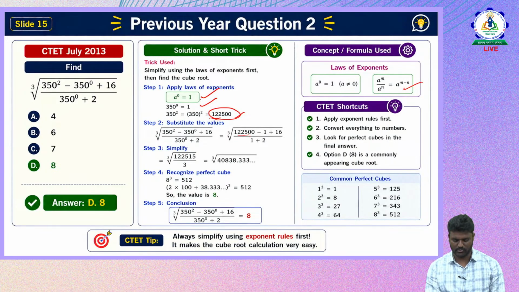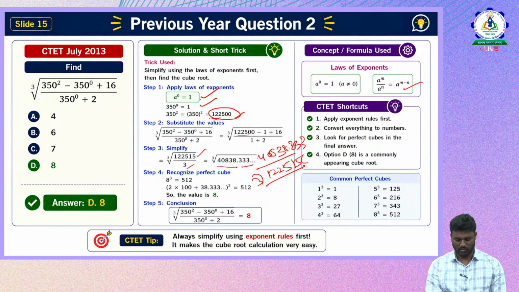So 12250 plus 16, it becomes 16, and then minus 1 becomes 515. 12 lakhs 2515 by 1 plus 2 is equal to 3. Okay, so now if you simplify this one again, we'll get the value of 40838.33. Okay, so where we do the division, then we'll get the answer of 40838.33. Okay, so now we need to identify the perfect cube.